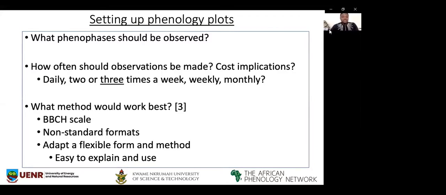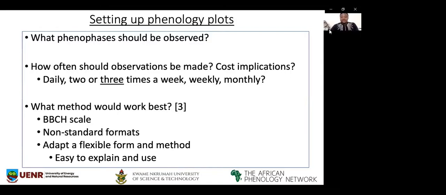The other consideration was how many observations should be made per week. Should it be daily, two or three times a week? Because we did not want to miss any of the events. And we also realized that there would not be much variation daily. And so we settled for monitoring three times in a week, which is almost like every other day.